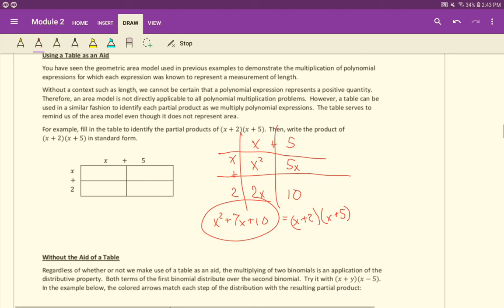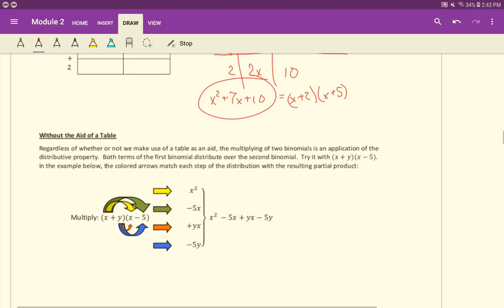Okay, an alternative strategy here that we can use, rather than using a table, is to take the x plus y and the x minus 5 here. With this PDF, they already drew in all these arrows, and that's a lot to look at all at the same time, so let me do it this way. We basically want to make sure that every term here multiplies with every term here too.